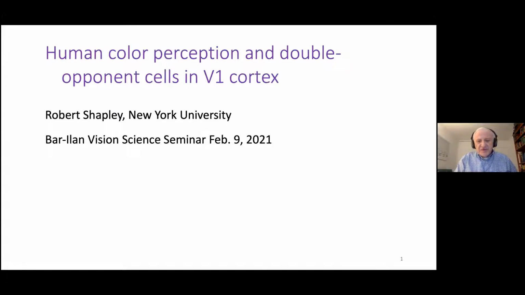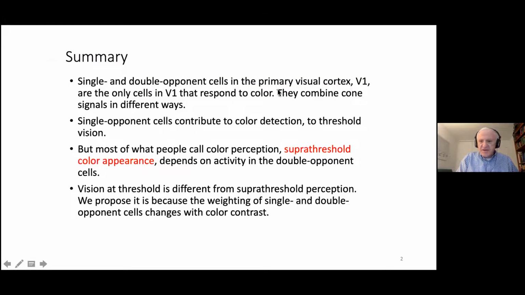I thought it would be fun to talk about color. It's one of the things that's been on my mind for a long time. And I wanted to emphasize for this group particularly color perception, but also make the link with the neurons that are underneath the perception and supporting it. I'll get right to it. This is the summary of the talk.